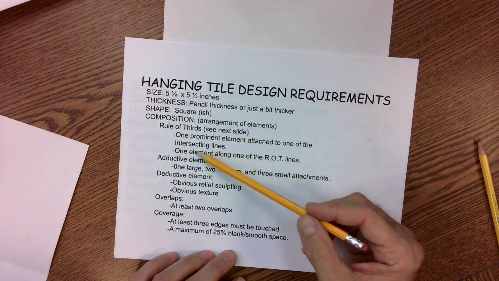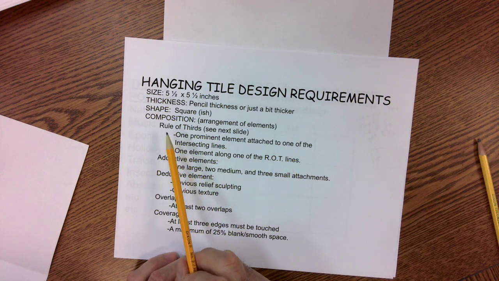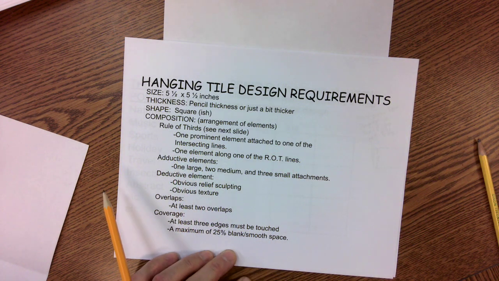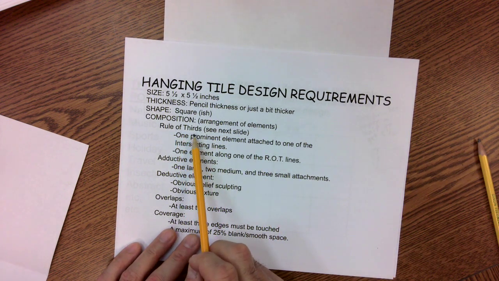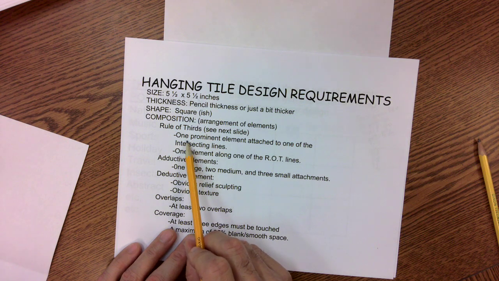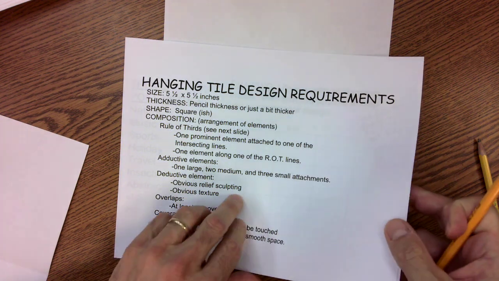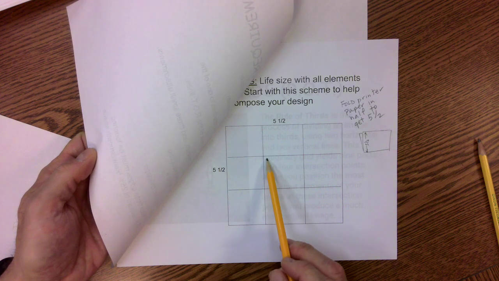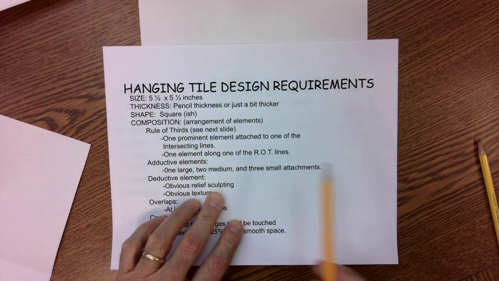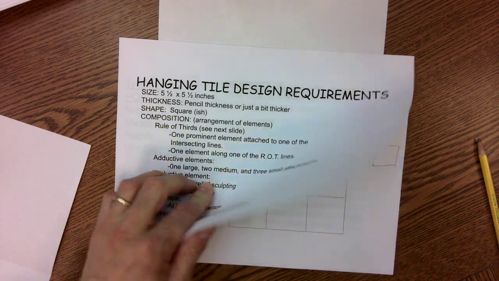And this is where you have to pay attention to the details. We're going to use a compositional rule called the rule of thirds, and I'm going to explain a little bit more on the next page, so you'll see what a rule of thirds really is. When you have a rule of thirds, you're going to have one prominent element attached to one of the intersecting lines. A rule of thirds kind of looks like that. That means where two lines intersect, you'll have to have something happen there. You will also have to have an element along one of the rule of thirds lines, so that means one of these long lines that go across.